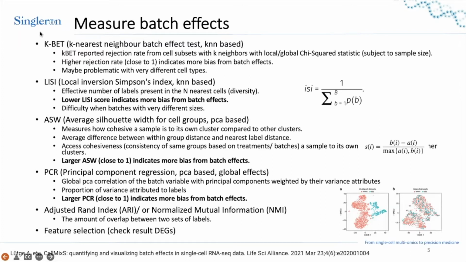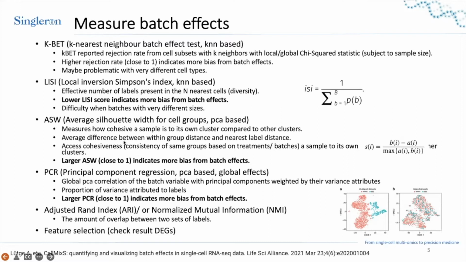So among all these metrics, KBAT and LISI are KNN based. They are faster. The ASW and the PCR, these two methods, are PCA based, so they are slower to run. When using these two metrics, it is possible, for example, to subsample your cells and get an indication of whether any batch effect is very obvious or serious in your data set.